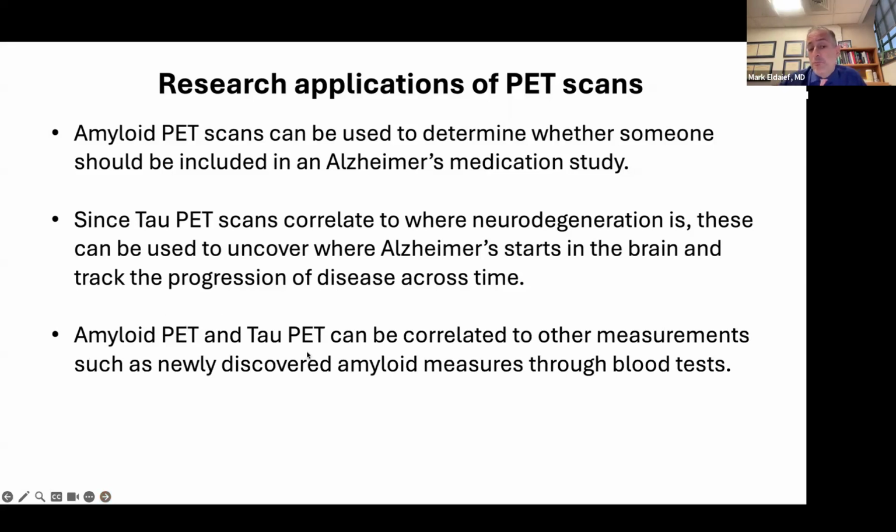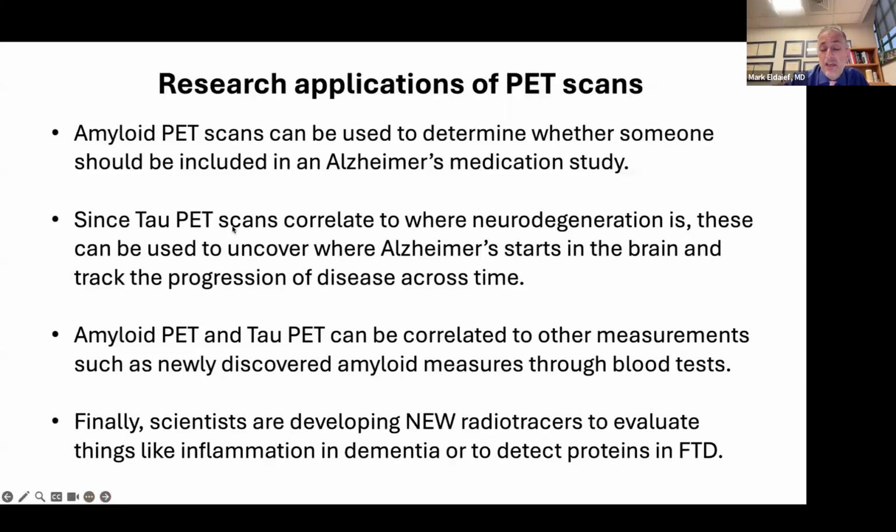And then amyloid and tau PET can be correlated to other measures, such as the blood tests that I talked about. It can be correlated to cognitive testing, so it can be correlated to how someone does on memory tests. It can be correlated to a whole bunch of other things.